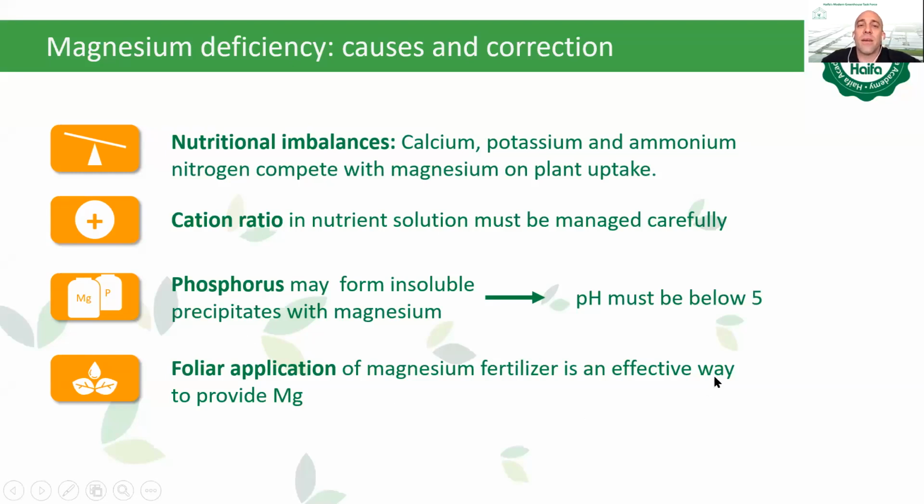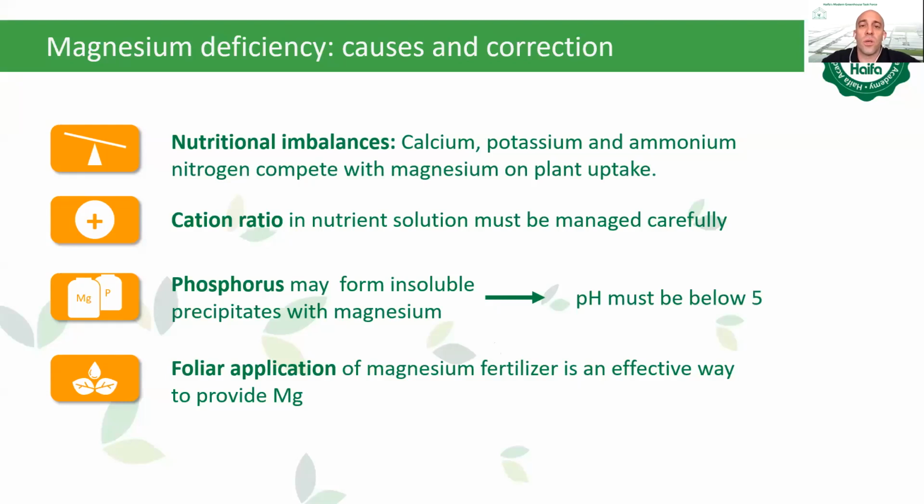Like calcium, magnesium can be applied through foliar application with very effective results. If you need a fast correction of magnesium deficiency, it can be applied through foliar application with magnesium nitrate, and this can be very effective to correct deficiencies.